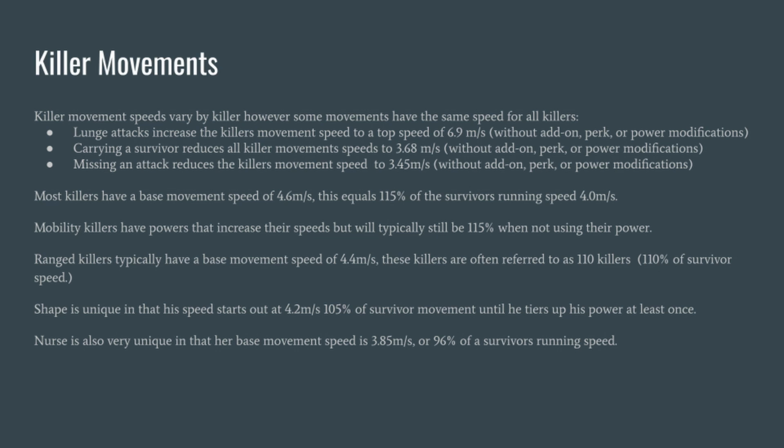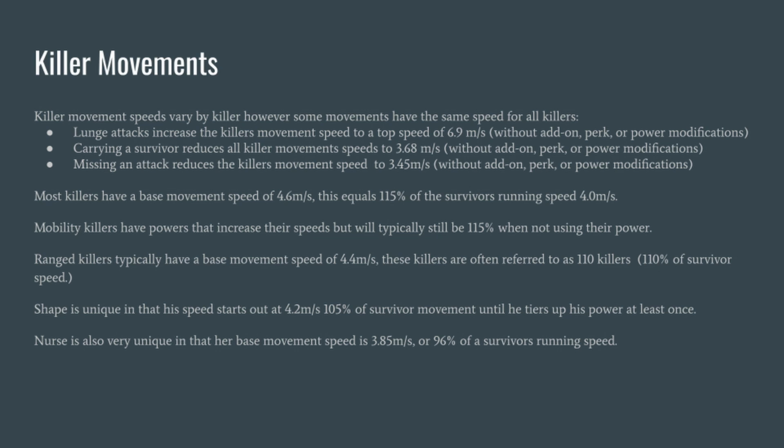Movement speeds are very important when survivors are looping because it tells them how much they can actually do the loop for. If a survivor is looping a 110 killer, they can get more out of that loop than if they were, say, looping a Blight who has mobility and is also a 115 killer.